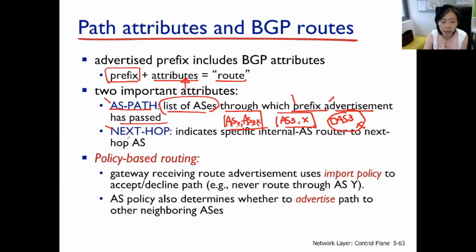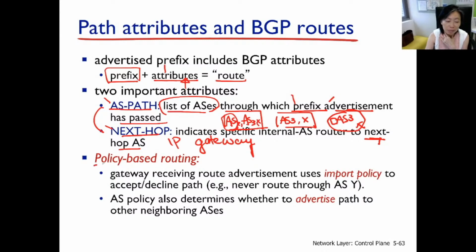The second important attribute is the next hop. Now, this is not quite the next hop AS, the next AS number in the AS path. No. It is actually the gateway router within the source AS that is directly connected to the next hop AS. So it's carrying the IP address of the gateway router leading to the next hop AS. So the two together form the attribute set.